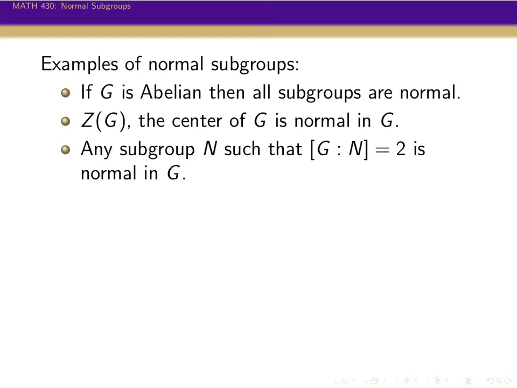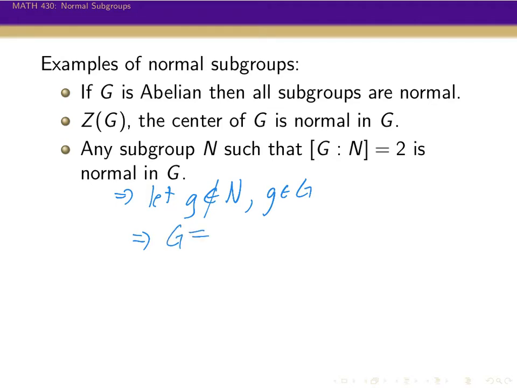So another good one to remember is that any time you have a subgroup whose index in the group is 2, so remember the index means the number of left cosets is 2, then that subgroup has to be normal in G. And so the idea is, suppose that N has index 2, then let g be an element of G, not in N.